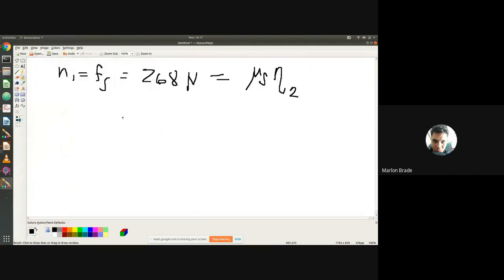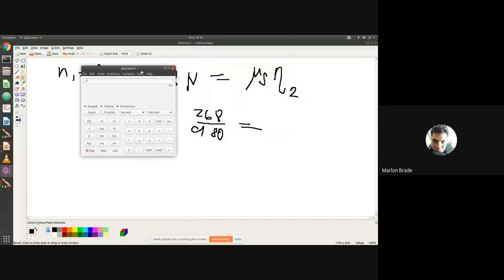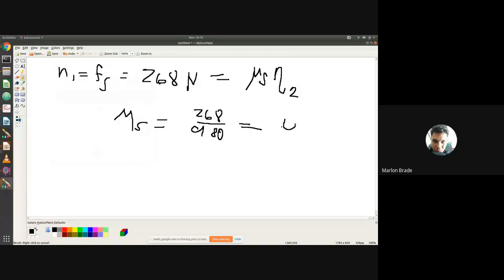So mu S is actually equal to 268 divided by 980. And this is equal to 0.27. What is the unit of the coefficient? Unitless, sir. So it has no unit. So that is the answer. It has no unit.